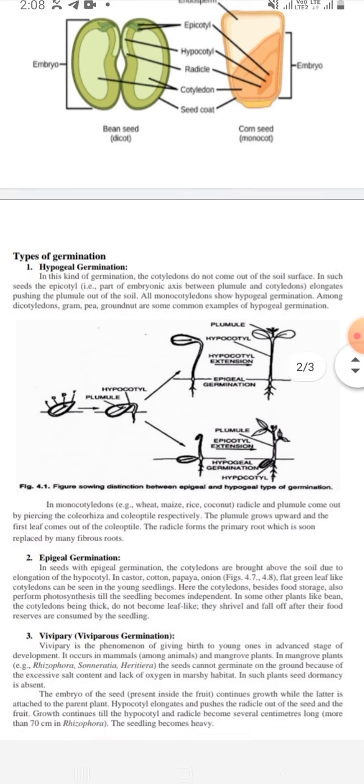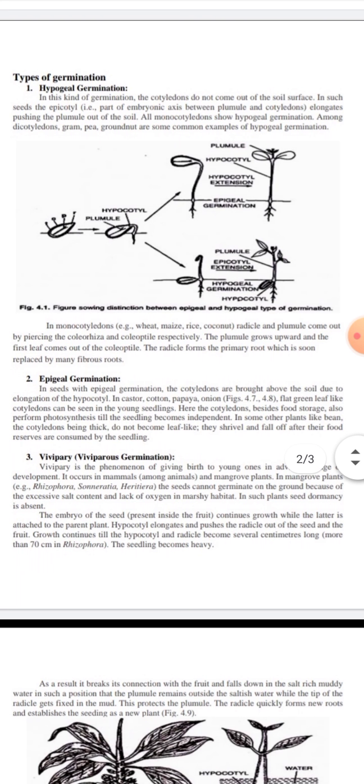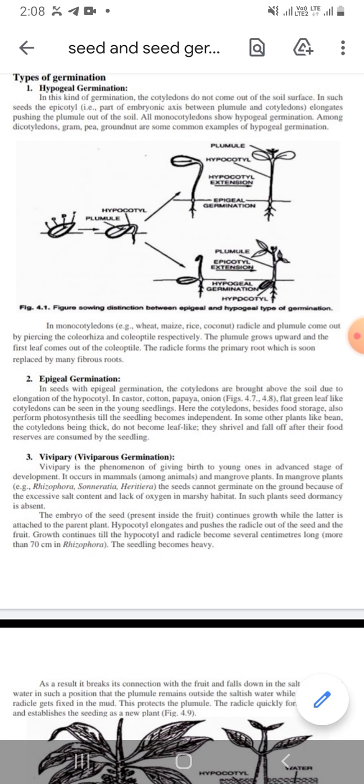The next one is epigeal germination. In seeds with epigeal germination, the cotyledons are brought above the soil due to the elongation of the hypocotyl. For example, castor, cotton, papaya and onion: the cotyledons come above the soil. It is called epigeal germination.